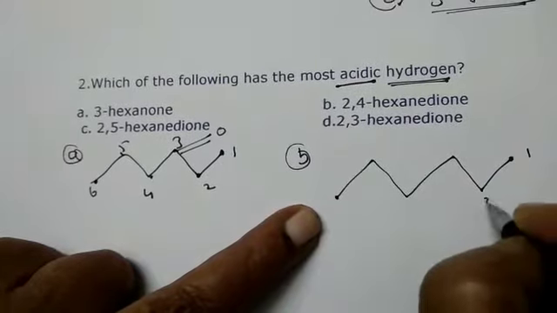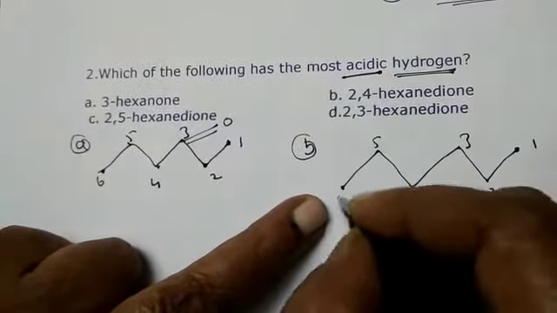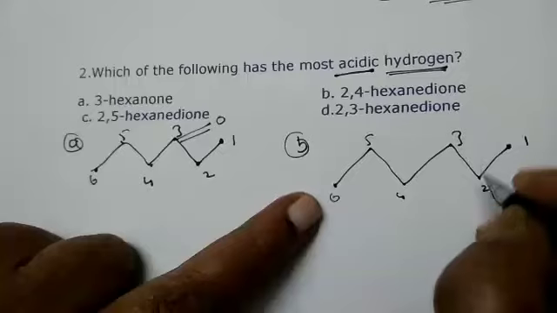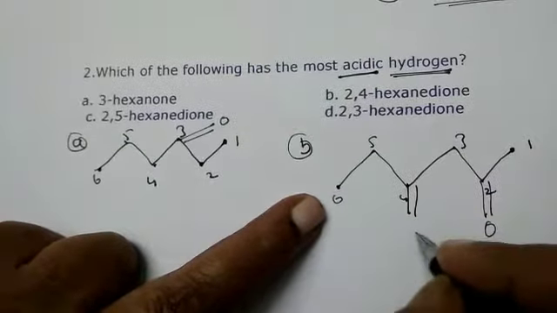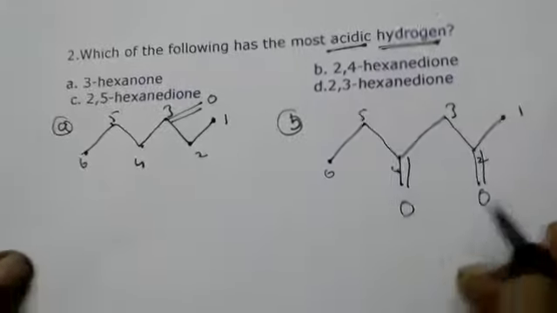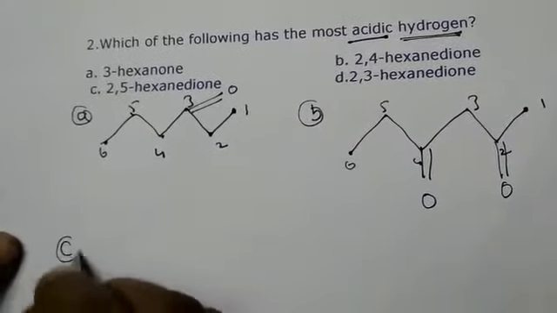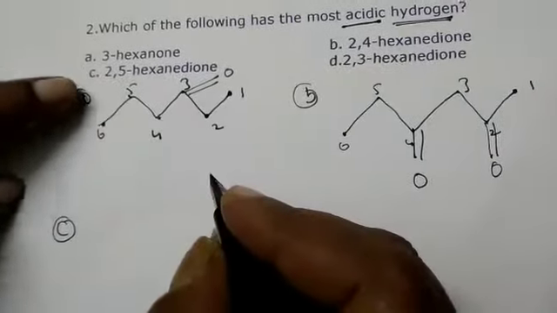Okay, now write 1, 2, 3, 4, 5, 6 and 2,4-hexadiene. So this is the 2, you put a double bond, and the 4, this is the 2, put a double bond. So this is the structure. Let me complete all the structures first, then I will talk about the meaning of acidic hydrogen.